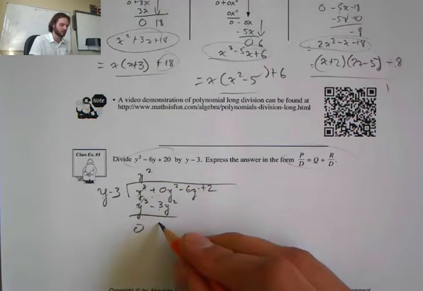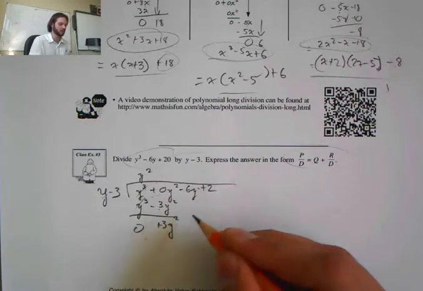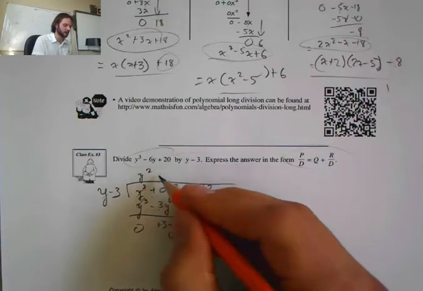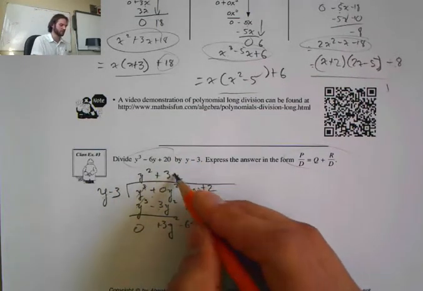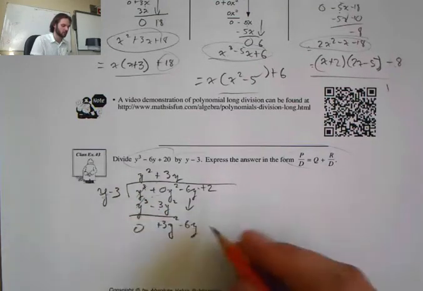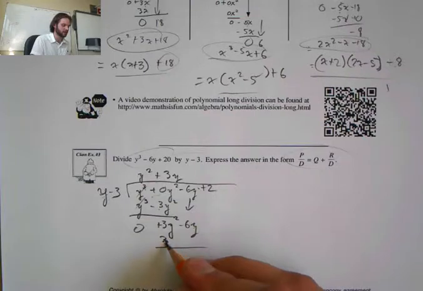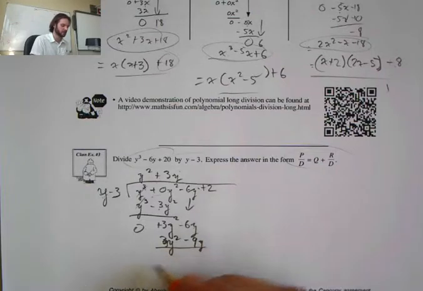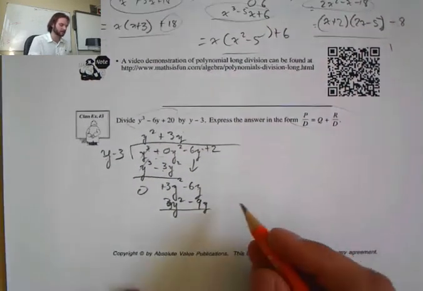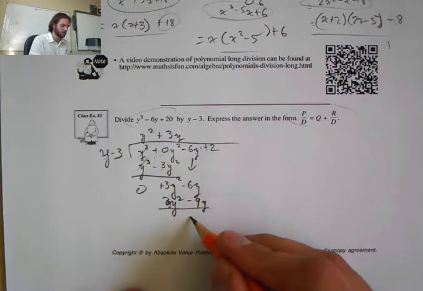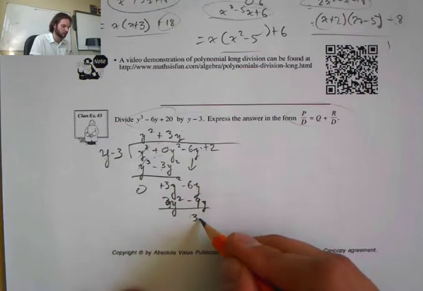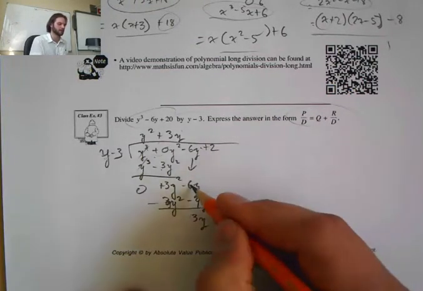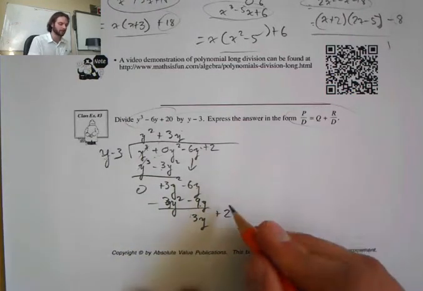This makes plus 3y squared. Bring down minus 6y. Well, I know this goes 3y. Okay, that gives me 3y squared. So I multiply 3 by y, which gives 3y squared, and then minus 9y. I'm going to subtract. What do I end up getting? Bring down the 2. Negative 6 minus negative 9 is 3y.